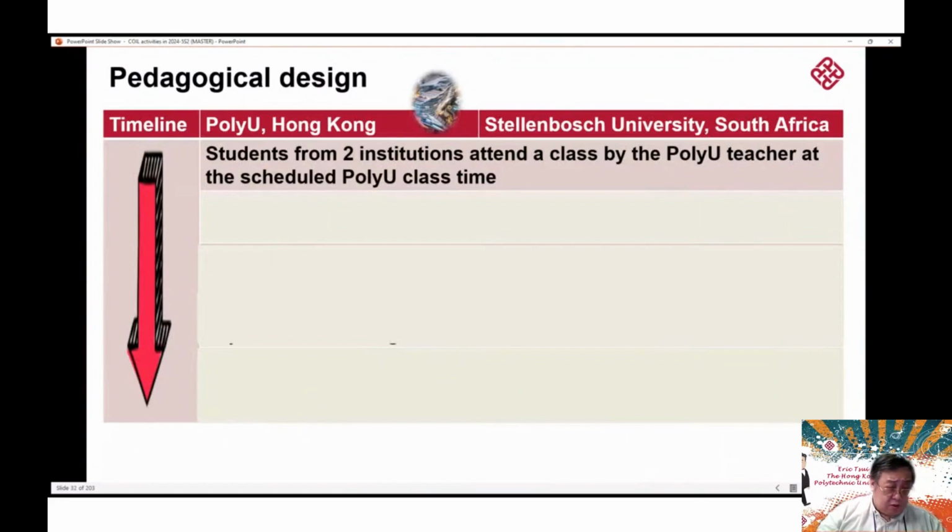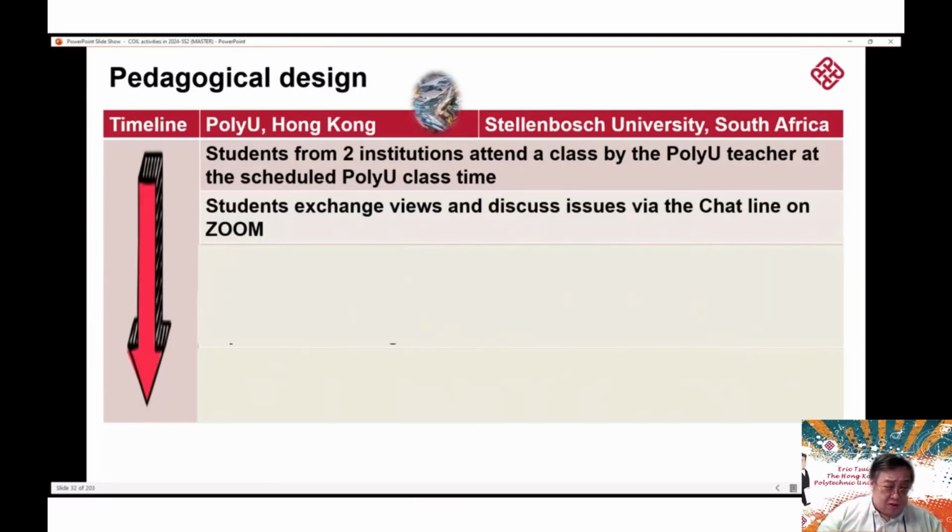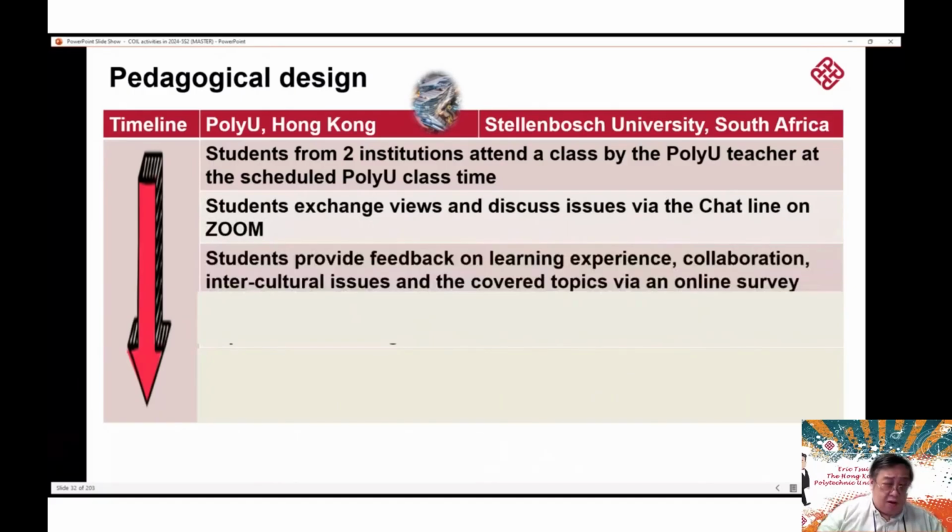So in terms of the pedagogical design that I've enacted for this classroom, you can see that, as I mentioned to you, students from the two institutions attend a class by the PolyU teacher at the scheduled PolyU class time. Students exchange views and discuss issues in real time through the chat line on Zoom. Students provide feedback on learning experience, collaboration, intercultural issues, and the covered topics, including preferred topics, as expressed by students from South Africa versus students from Hong Kong on the same set of topics because of the same lecture, right?